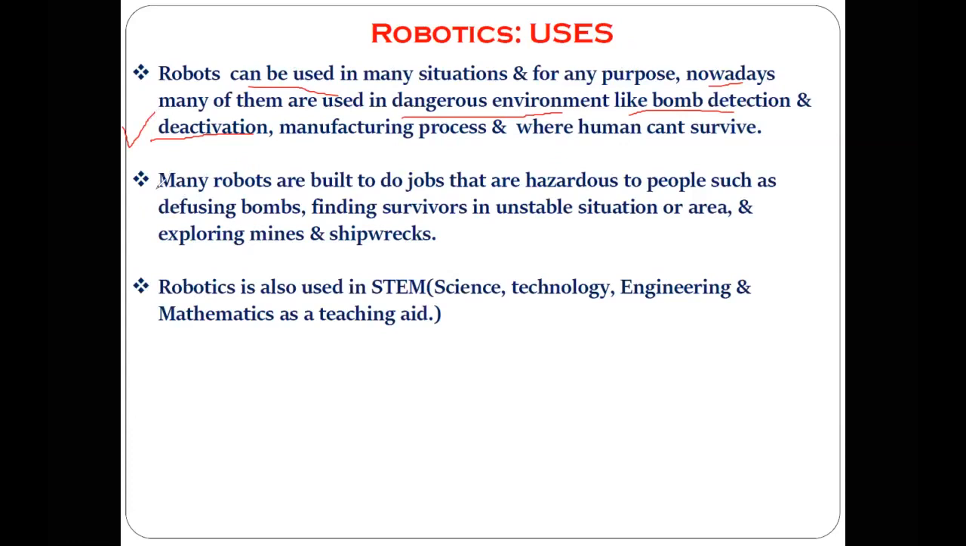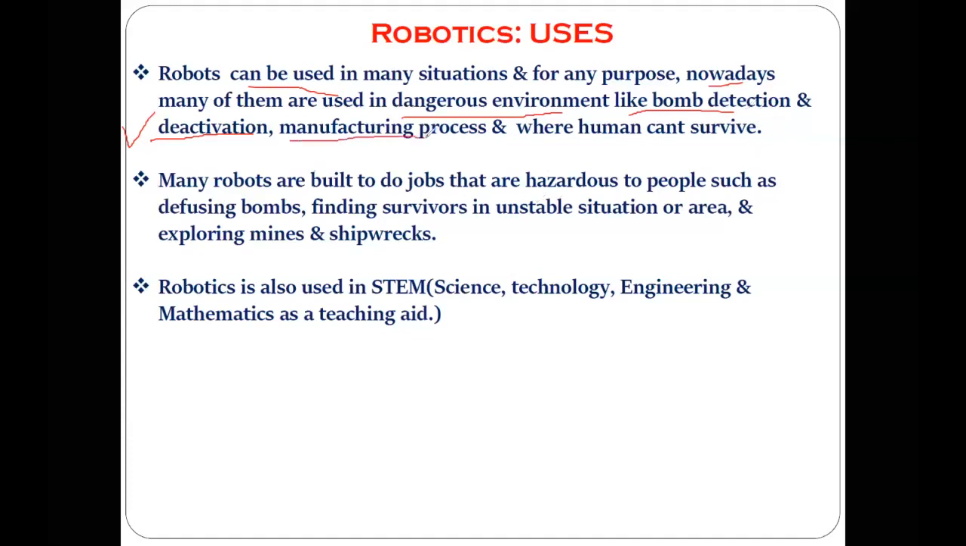Now, why can it be beneficial to utilize robots in bomb detection and deactivation? Why can it be beneficial to utilize robots in dangerous environments like this? Because there will be no human life harm. Yes, whenever you go for bomb detection and deactivation, there is always a risk to the life of the human. But robots are not human. We can't have human loss here, even if the robots get damaged. Understood. That is the reason the preference is mostly given to robots for bomb detection and deactivation.